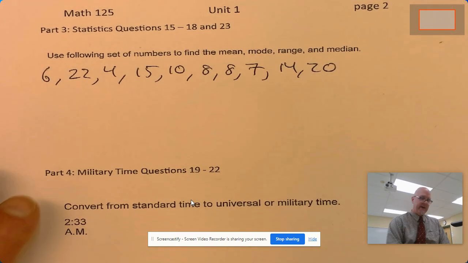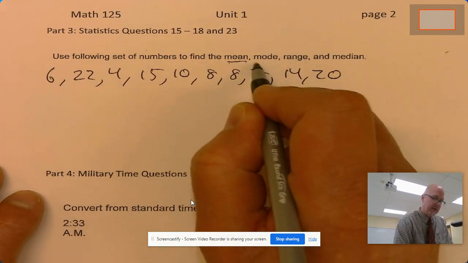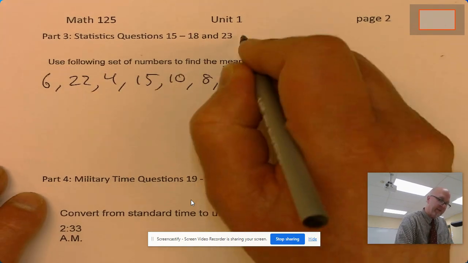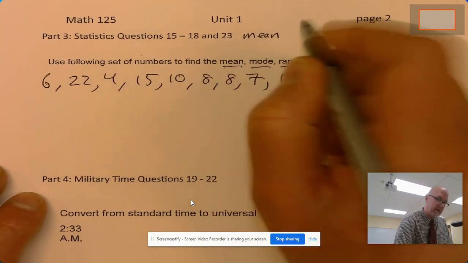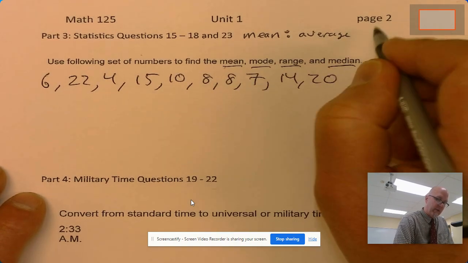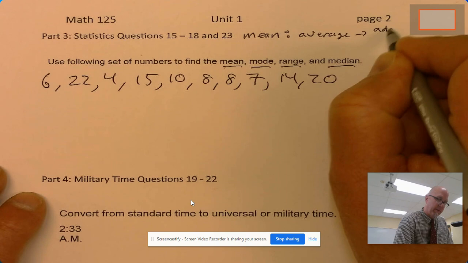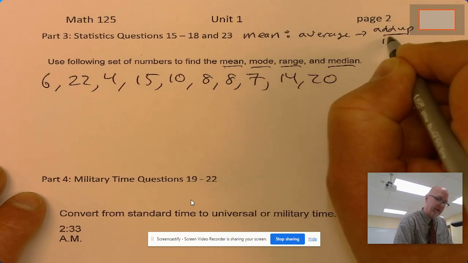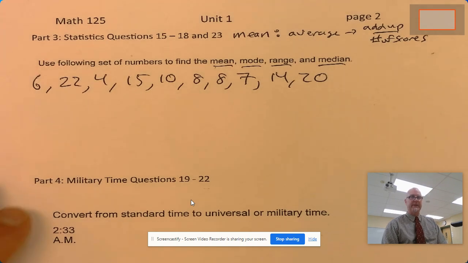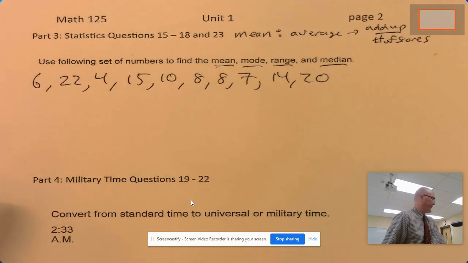And I said we're going to find the following things: the mean, the mode, the range, and the median. The definition of the word mean is the average. What we do is add up all the numbers and divide by the number of scores. So we're going to add up all the numbers and divide by how many there are.